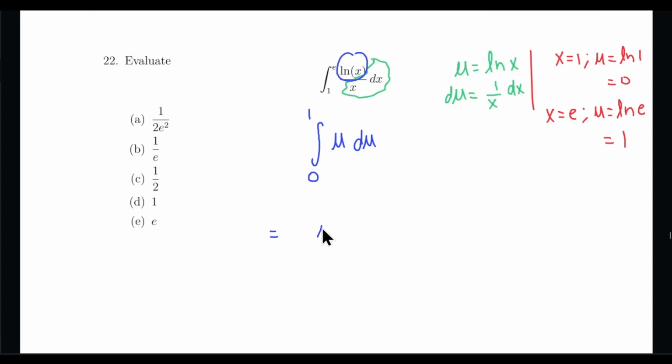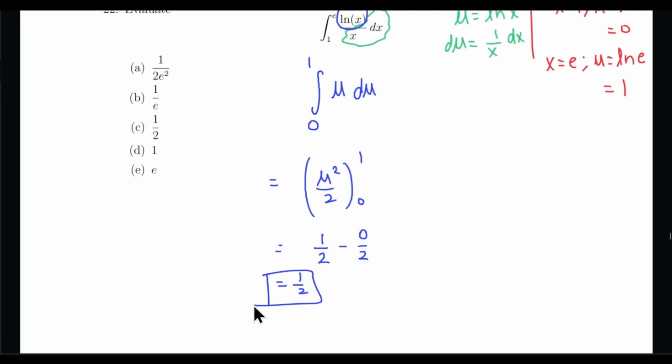0 to 1. So integration of u is u square over 2 from 0 to 1. Upper bound is 1 square, which is 1, and over 2 remains as it is, and minus the lower bound is 0. So the answer is just 1 over 2. Yes, 1 over 2 is in the options, so it should be option C.